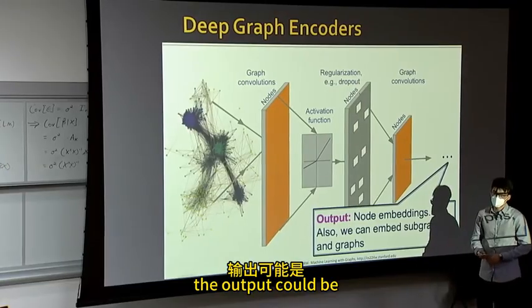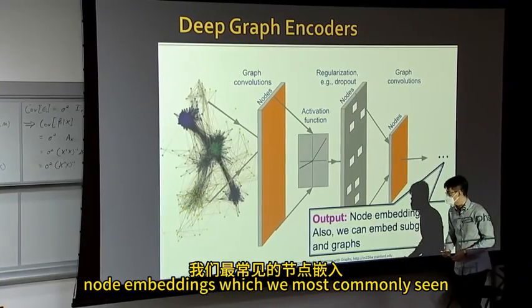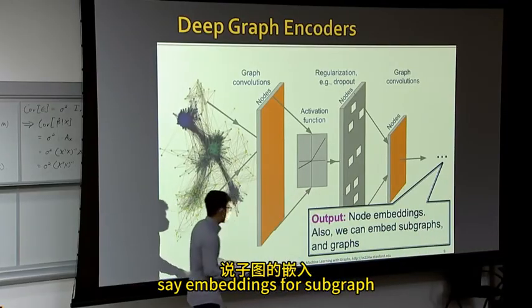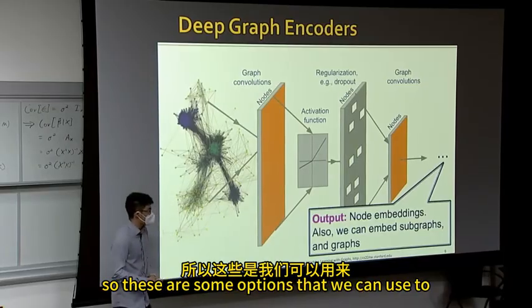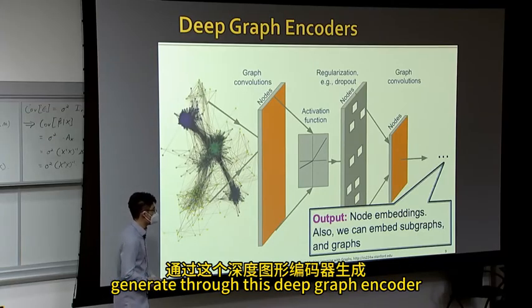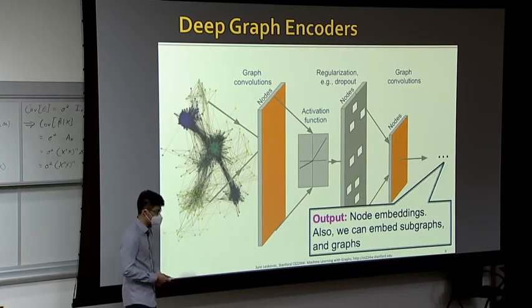The output could be node embeddings, which we most commonly see, but we can also generate, say, embeddings for subgraphs and even embeddings for entire graphs. So these are some options that we can generate through this deep graph encoder.